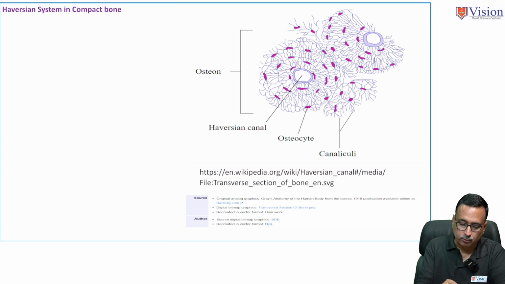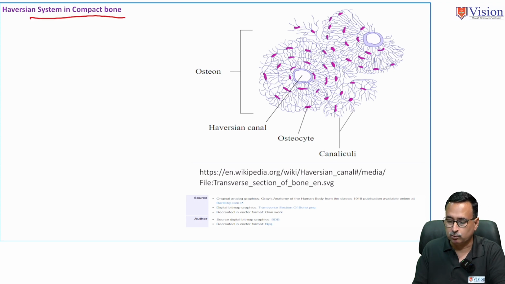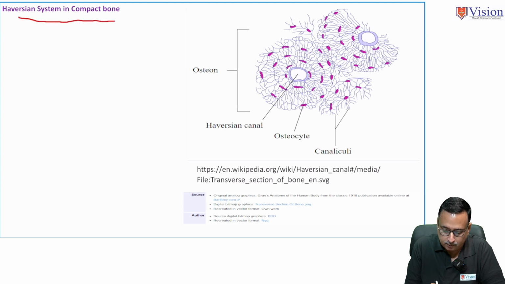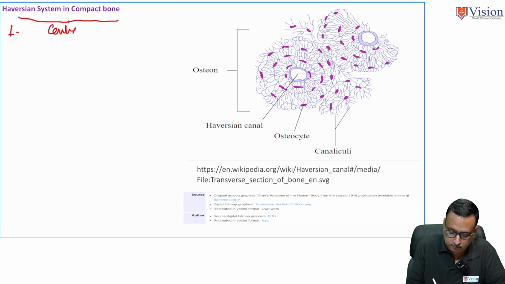This is a detail about the Haversian system in a compact bone. The Haversian system is a prominent feature of a compact bone or cortical bone. The Haversian system is comprised of the following components. This system contains a centrally placed canal that is called the central canal or Haversian canal.